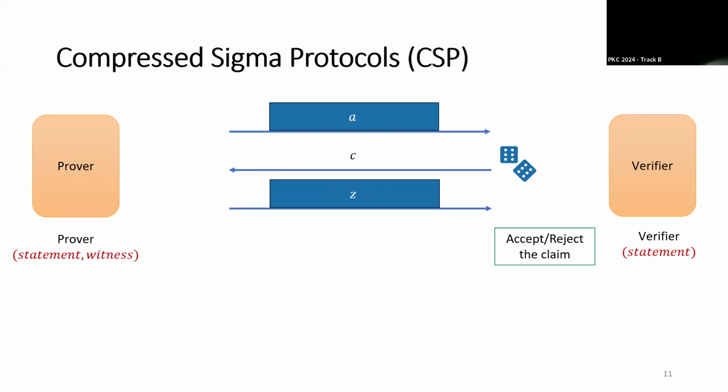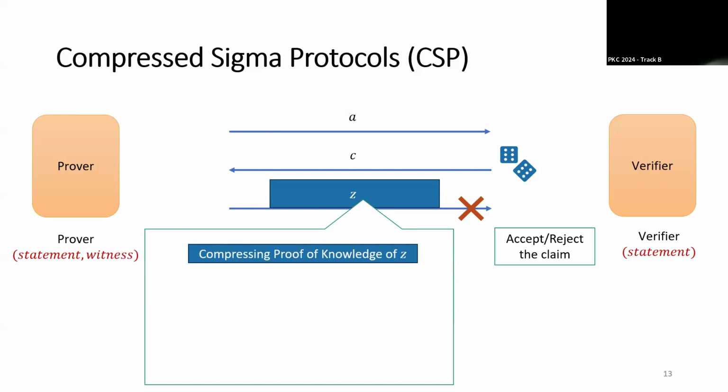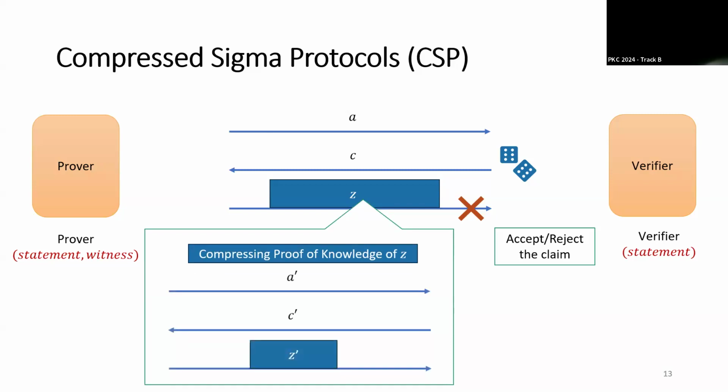So let us first take a look at the Sigma protocol. Usually the large messages are the first message and the last message. But the first message is easier to compress, so we will not go into that. We'll take a look at the last message. And Attema-Cramer's main observation is that you do not need to send it across. This is actually the bottleneck for linear communication, and you do not need to send it across. Instead, you can give a proof of knowledge. But you need to make sure that it is a compressing proof of knowledge. You cannot give the same amount of data in the proof of knowledge and expect it to be succinct.